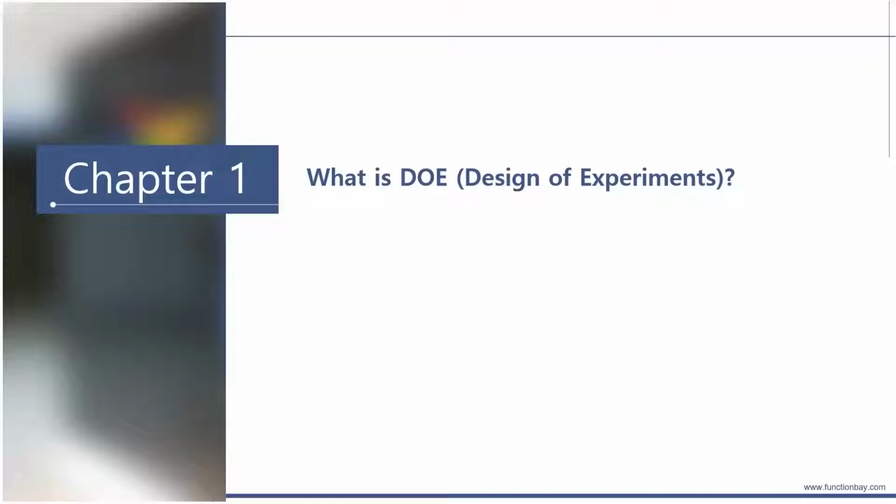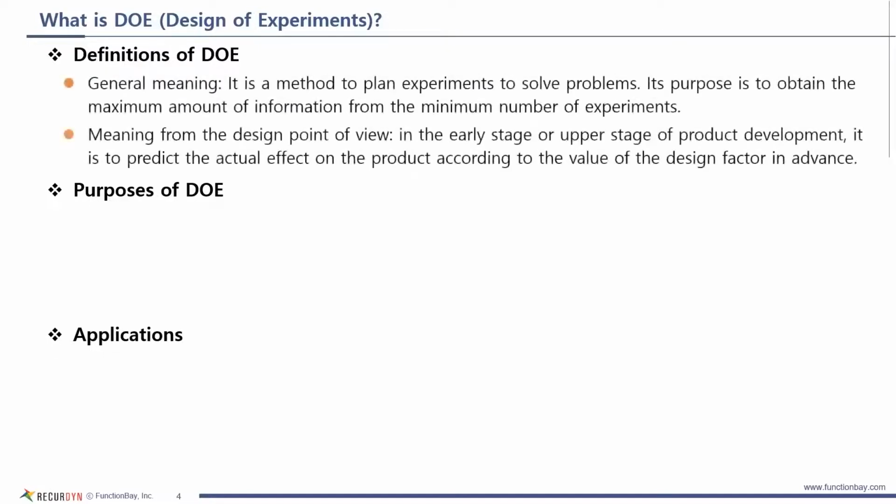First, let me introduce you to DOE. The first to explain is the definition of a DOE. The general meaning of a DOE is how to plan experiments to solve problems. It is also called design of an experiment in which the maximum information can be obtained from the minimum number of experiments. From the design point of view, it is to predict the actual effect on the product in advance according to the value of the design factor in the early stage or upper stage of product development.